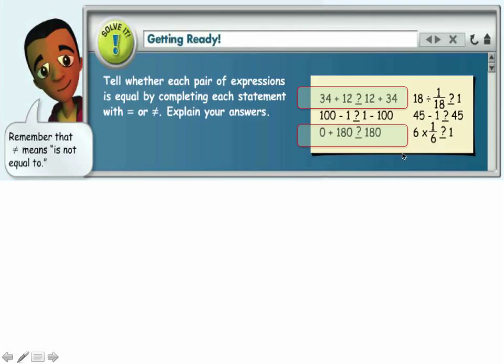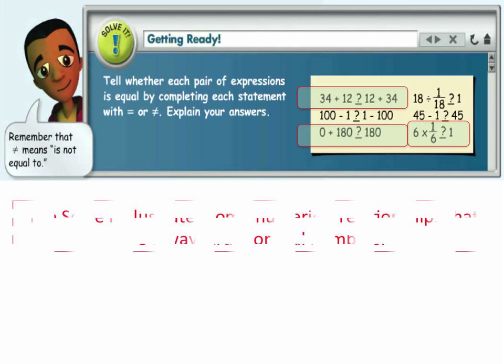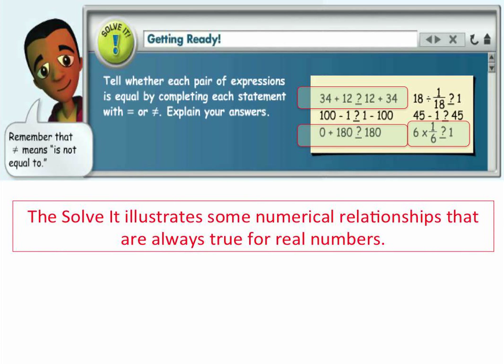When I get down here to the bottom, 6 times 1/6 is in fact equal to 1. 6 times 1/6 is 1. That is obviously the same as 1. So that one also works. So what we see here is some mathematical numerical relationships that are always true for real numbers. So let's take a look at those a little bit deeper.